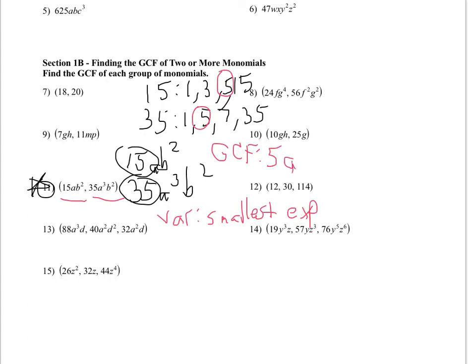So it's 5a. And then if we look at the b, notice we have b squared and b squared. So they're the same. One's not smaller than the other, but if they were different, we would use the smaller one. So in this case, we use the b squared. So my greatest common factor of these two monomials is 5ab squared.